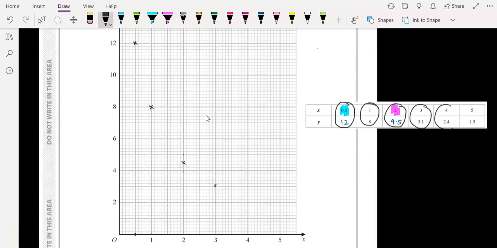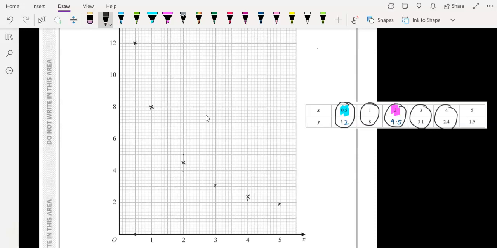Then at 4 it is 2.4. So x equal to 4 is 2.4. This is 2, so 2.2, 2.4 will be this point. And lastly, at 5 it is 1.9. So x equal to 5, it is 1.9, it's just below 2, so somewhere here.